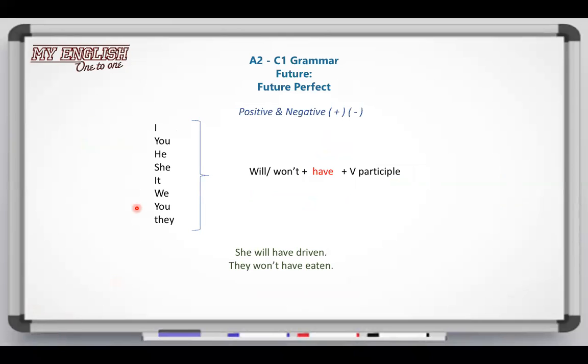so let's check the grammar, the positive and the negative structures for the future perfect. You have all the persons: I, you, he, she, it, we, you, they. You have the auxiliary will or won't, and then permanently you use the verb have, then the verb in participle. For example, she will have driven, or they won't have eaten.